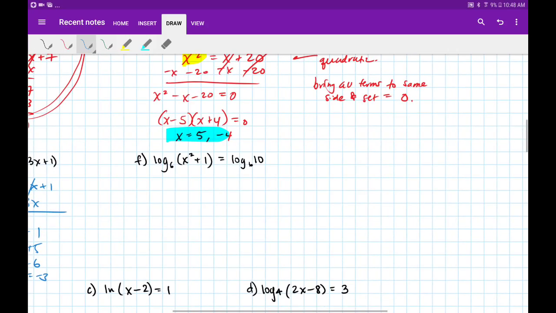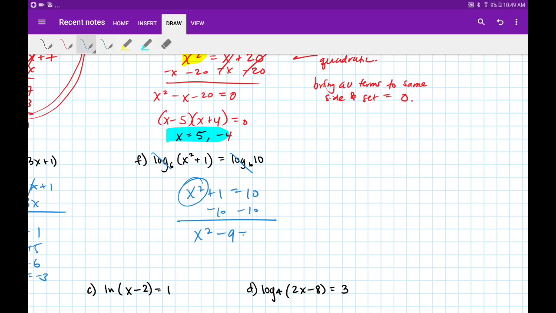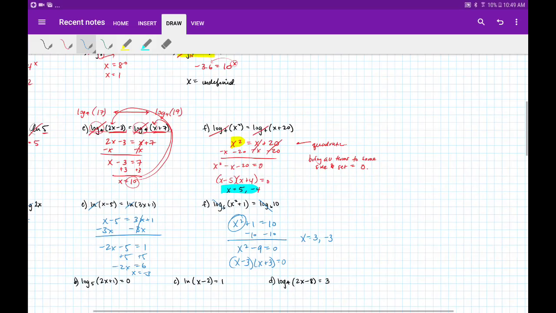Over here on F, I get x squared plus 1 equals 10. Since I'm dealing with a quadratic, I need to move everything to the same side. So I get x squared minus 9 equals 0. And that would be a difference of squares. My answers are x equals 3 and negative 3.